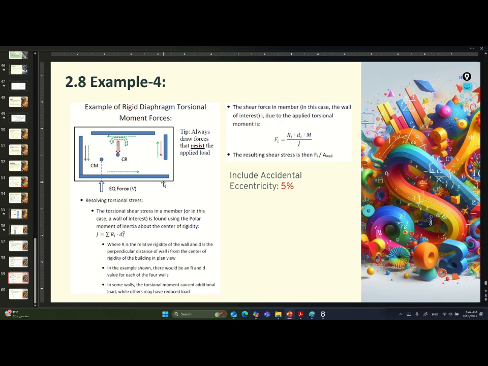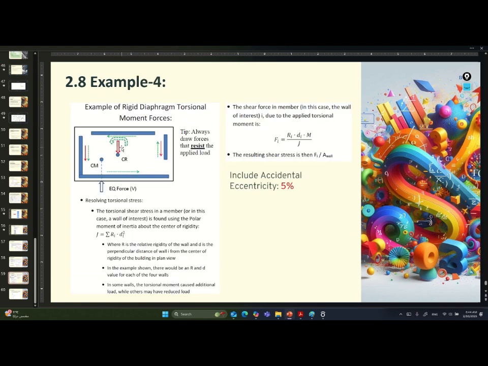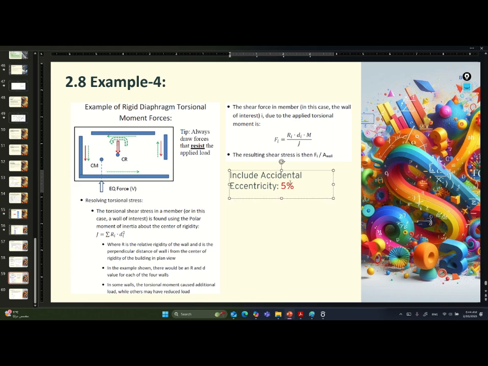Now for example 4, it will be the same as example 3. However, this one will consider the center of mass and the center of rigidity, and of course, as I told you, include the accidental eccentricity, which is 5%. In the exam, he will tell you that you have an equivalent lateral force or the base shear, and to calculate the maximum forces on this wall or that wall, he will give you wall 1, wall 2, wall 3, wall 4, and so on. He will give you the center of mass and the center of rigidity. You can calculate it. Maybe he will give you the center of mass, or he will tell you that it is in the middle of the building.